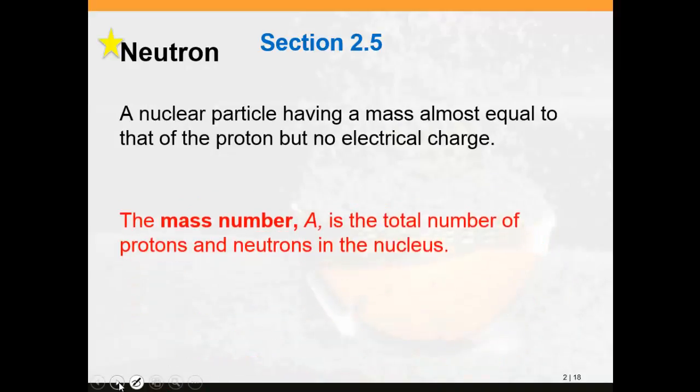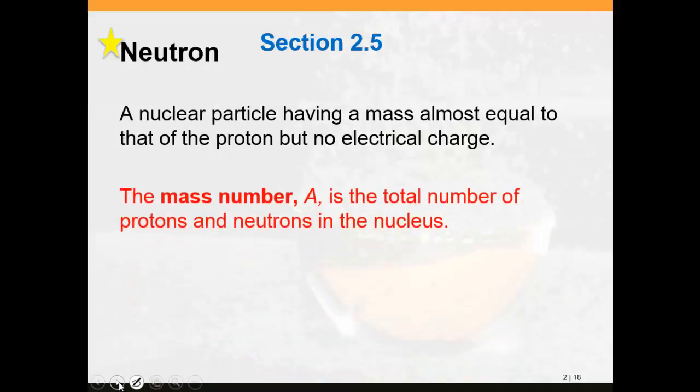Now the neutrons don't have any electrical charge, and in order to determine the number of neutrons inside an atom, we need to look at the mass number, which is called A.